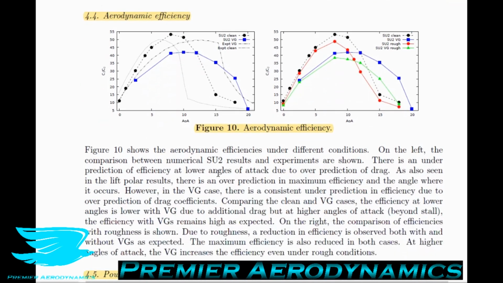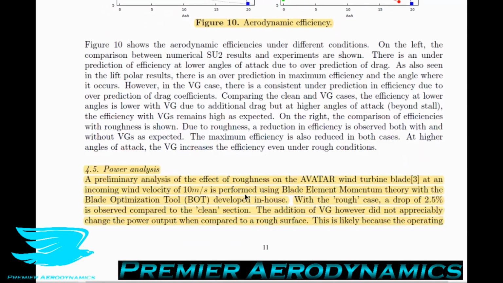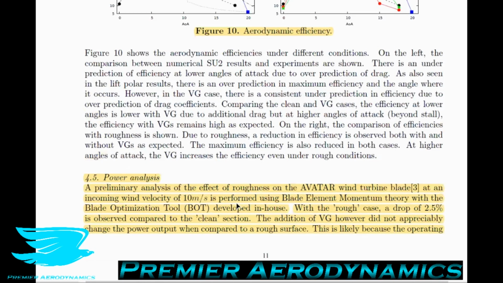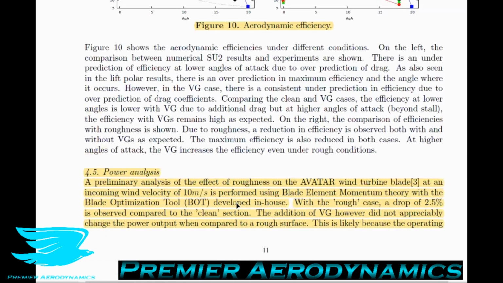So, in conclusion, let's talk about the power analysis. I'm getting ahead of myself here. A preliminary analysis of the effects of the roughness on a wind turbine blade at an incoming wind velocity of 10 meters per second is performed using blade element momentum theory.